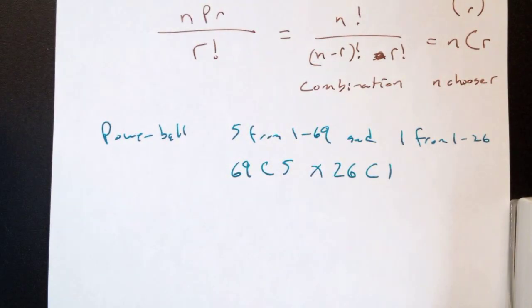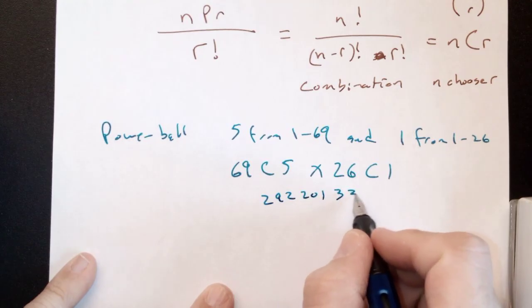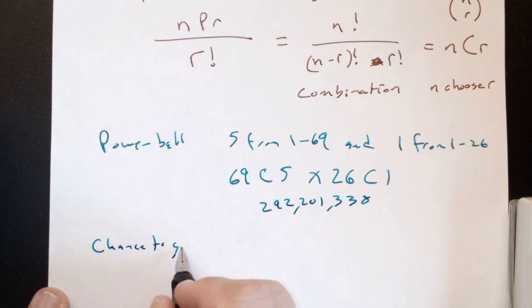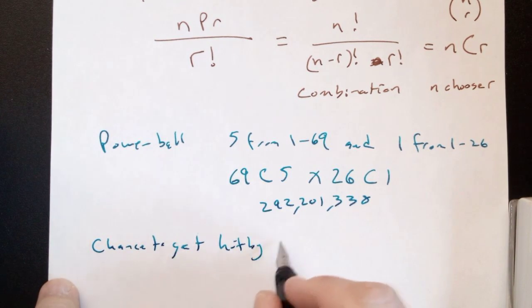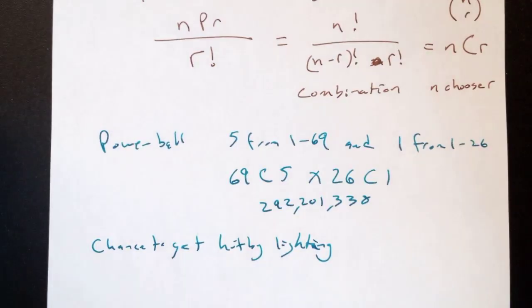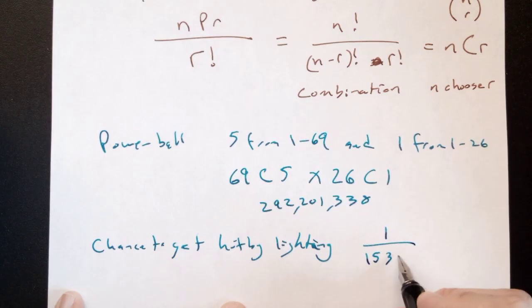I would like to give you a little bit of a comparison. What's the chance you get struck by lightning? I wish I was making this number up. The chance to get hit by lightning is 1 in 15,300. The chance you get hit by lightning is 1 in 15,000.